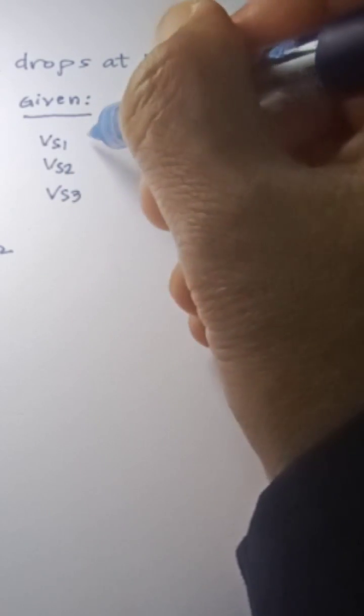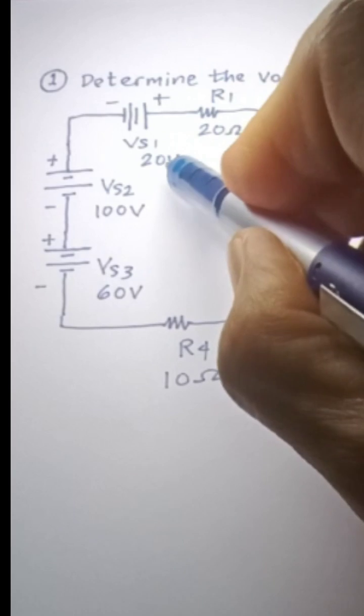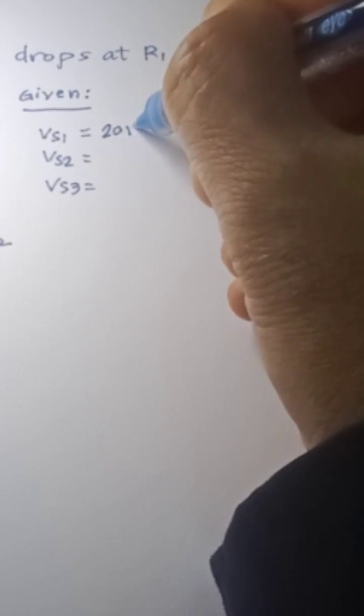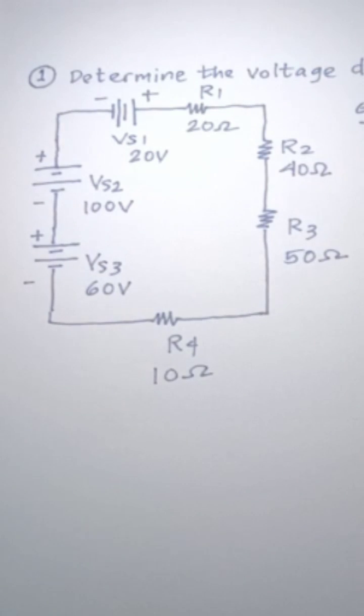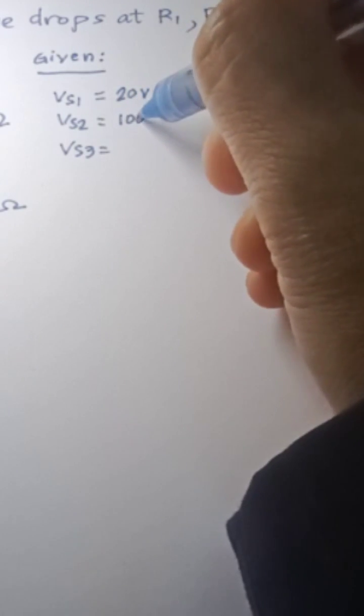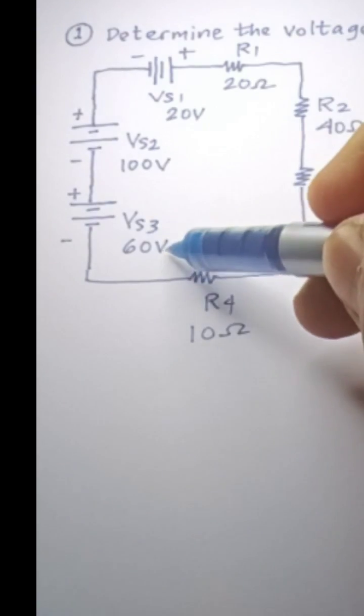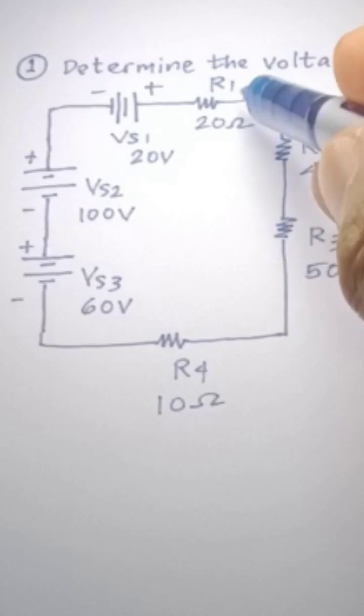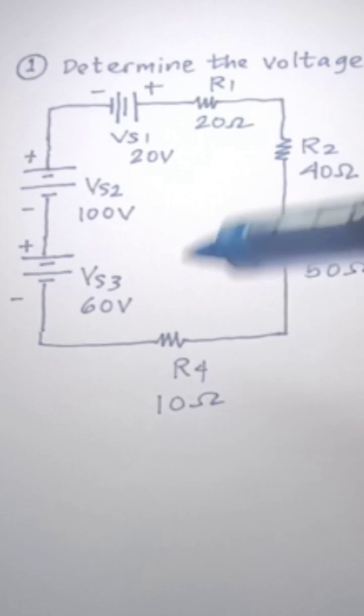So let me write first here the voltage sources. So we have three voltage sources, VS1, VS2, and VS3. And VS1, VS2, VS3 are all given here as 20 volts, 100 volts for VS2, and VS3 is given as 60 volts. That's it. And then we will be writing the available resistances.